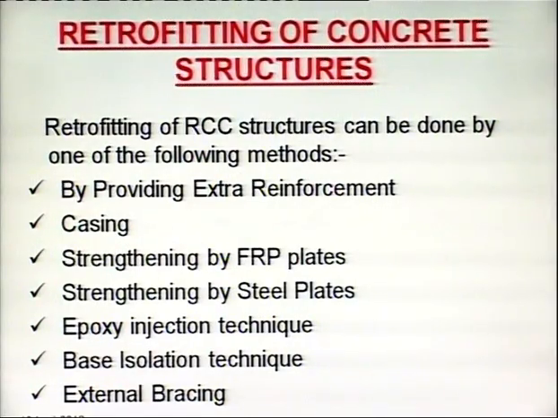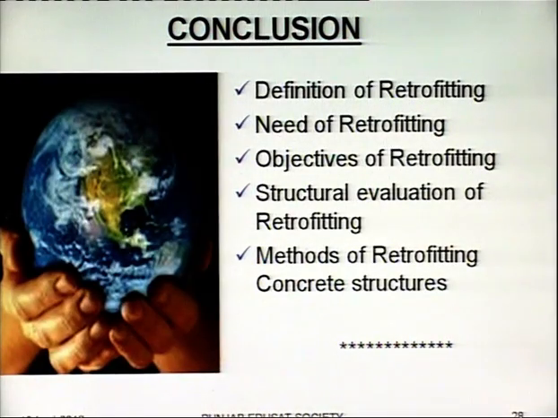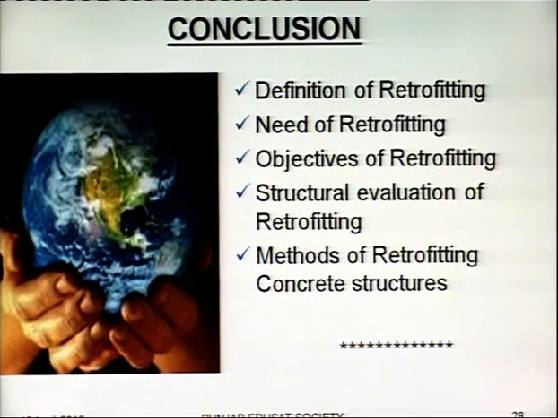So these are the 7 techniques which I have discussed today, and the overall conclusion of today's lecture is: what exactly is retrofitting? It is the art of modification, or the art of providing extra strength. We have seen the need of retrofitting, then the different objectives of retrofitting. Then the 6 or 7 steps showing how we do the structural evaluation for retrofitting, how we select different methods and then come to one method. And finally, as I have just told you, we discussed 7 different methods of retrofitting concrete structures. So this is all regarding this session on retrofitting of concrete structures. Thank you very much.